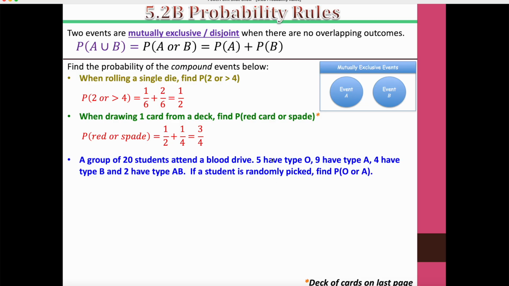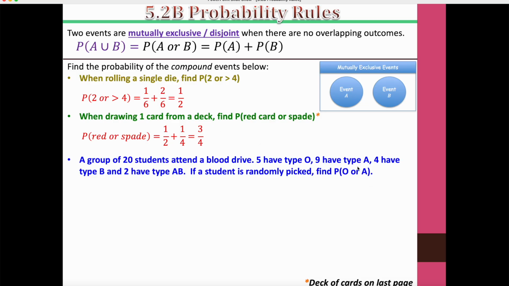Another set of things that are mutually exclusive events are ending up with any one of these blood types. Everybody has one blood type. So if I have a group of 20 students, I know that each of those 20 students has one singular non-overlapping blood type. Let's say in this case that 5 of them are type O, 9 are type A, 4 are B, and 2 are AB. So if I pick a random student and I want to know the probability that it's a type O or type A, this is relevant because O is the universal donor, so if I need to donate to someone with type A blood, this is the subset of people who I want to be pulling blood from.